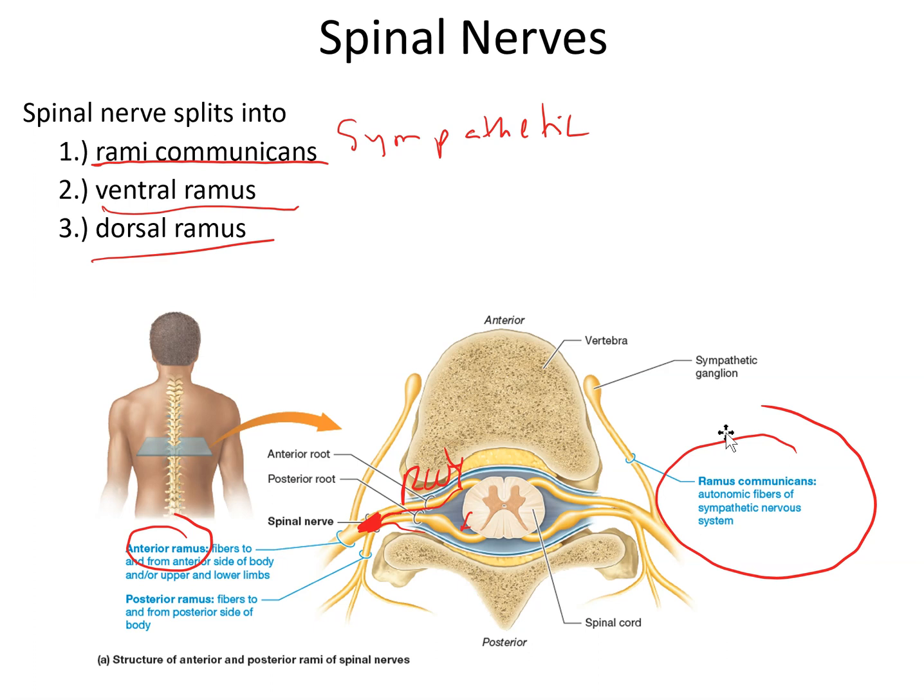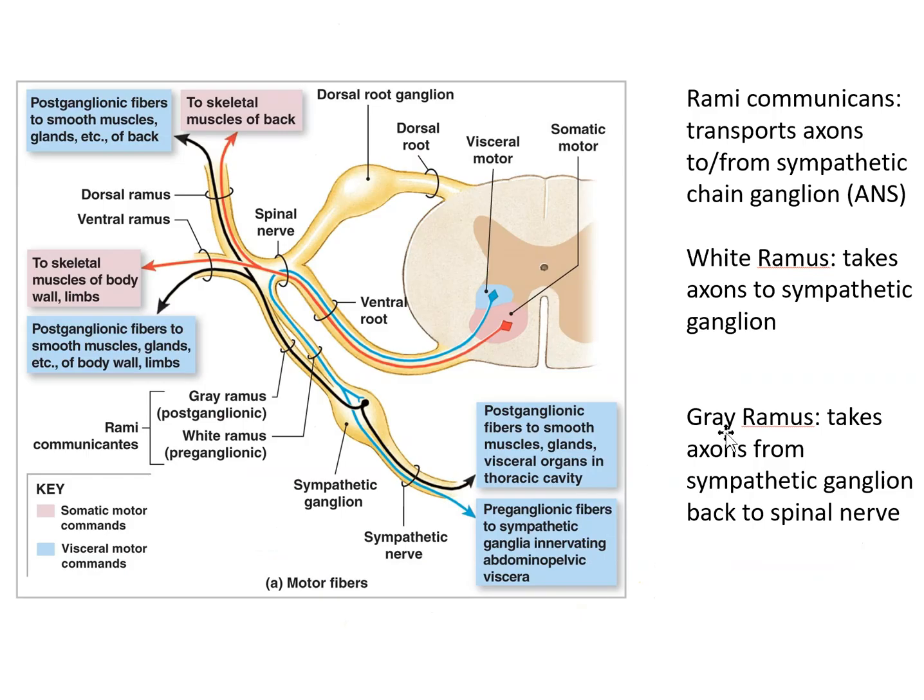The ventral ramus is just what it sounds like. It's going to go toward the front of the body. You can call it ventral or anterior, and the dorsal or posterior ramus is going to go toward the back. So we look at the rami communicans. Basically what they do is they're transporting these axons.